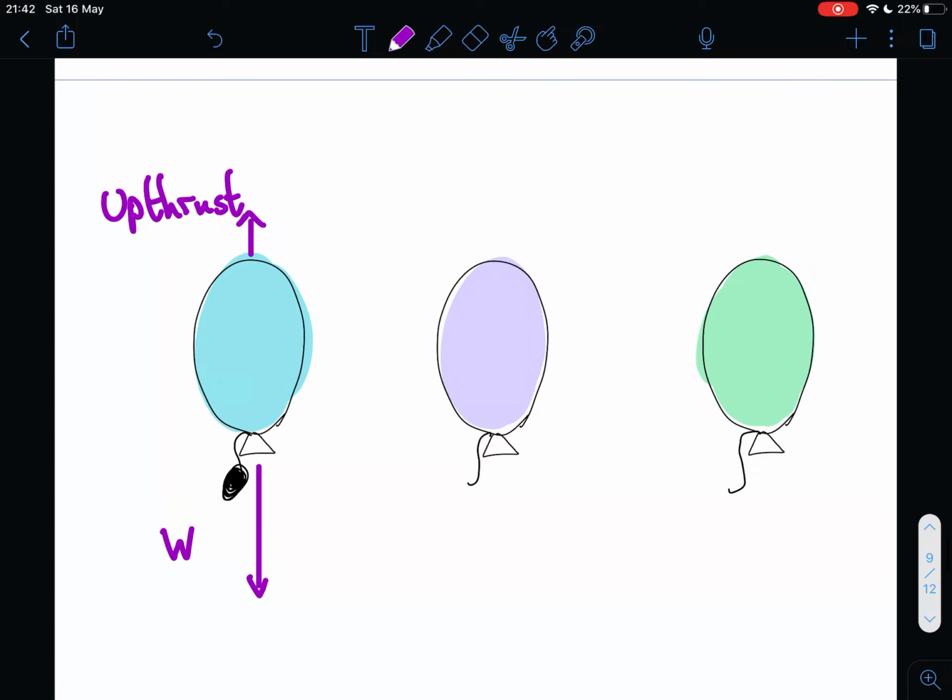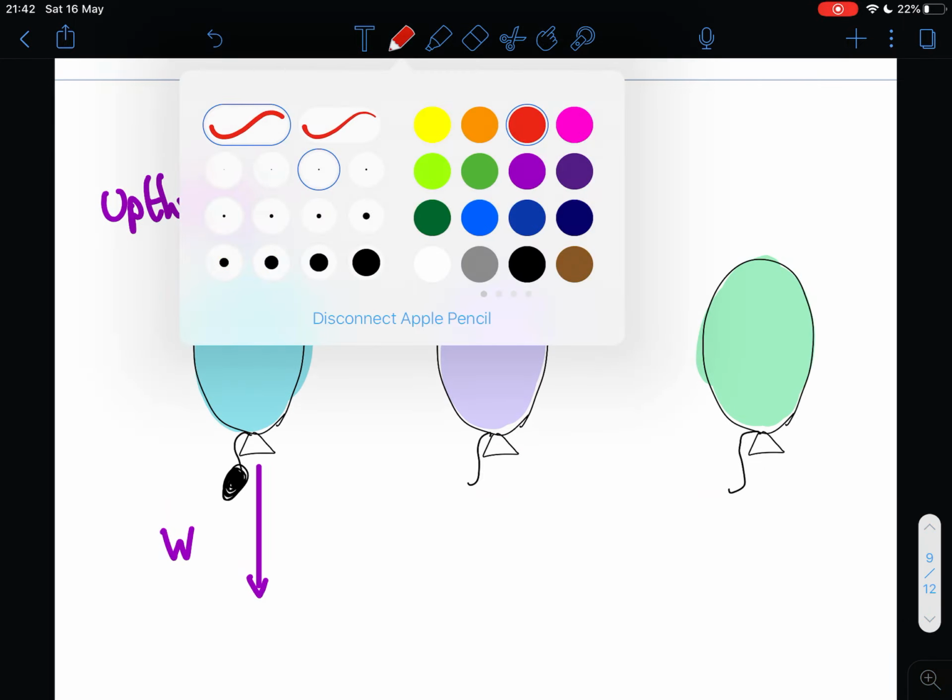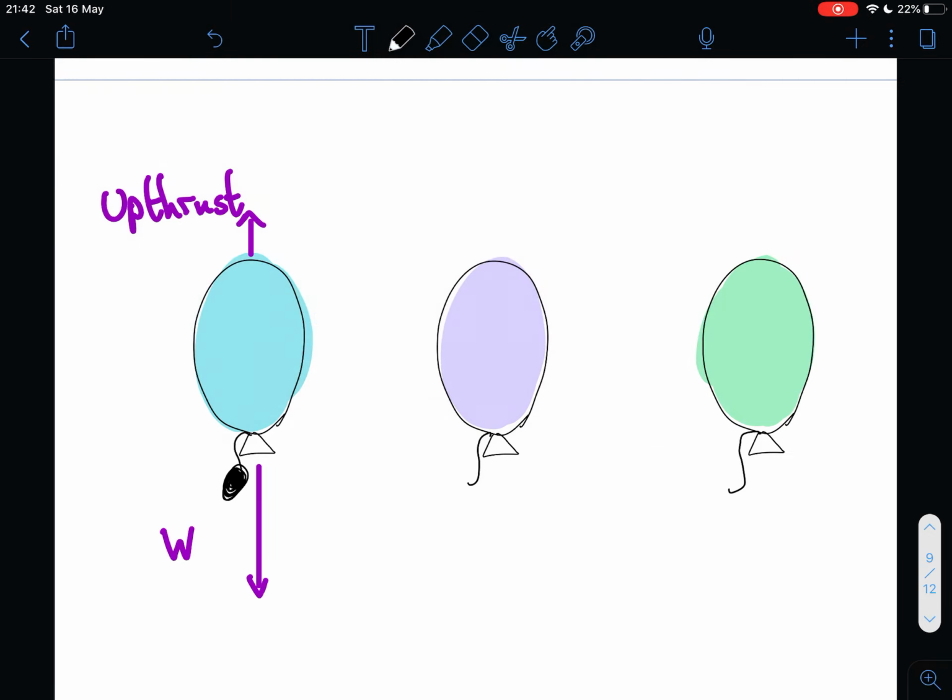So in this one, I end up with what is called a resultant force. And if, for example, let's keep the numbers really simple, this was 2 newtons, and this was 10 newtons, then I end up with a resultant force, downwards, of 8 newtons. And we call that the resultant. It's what's left over when you take 2 away from 10.